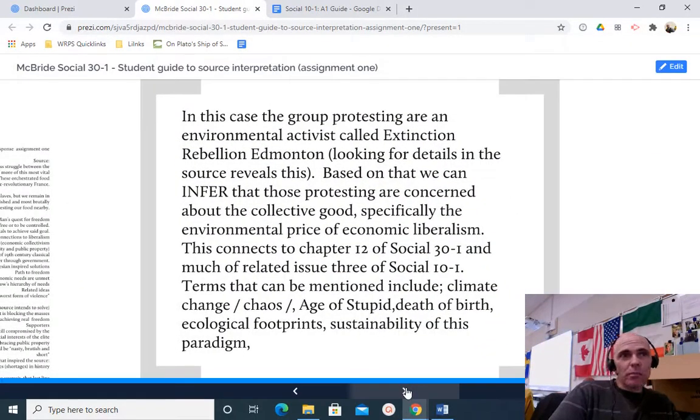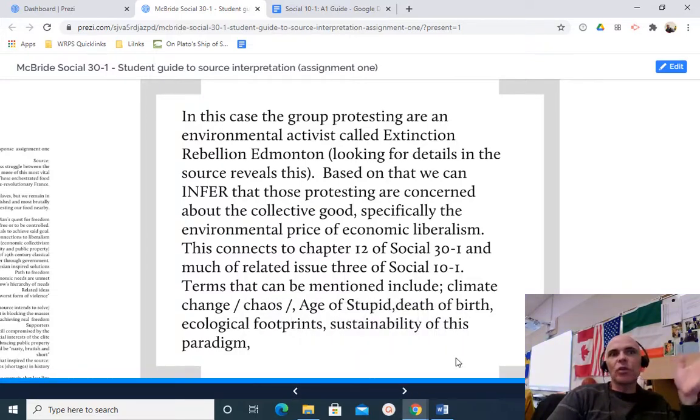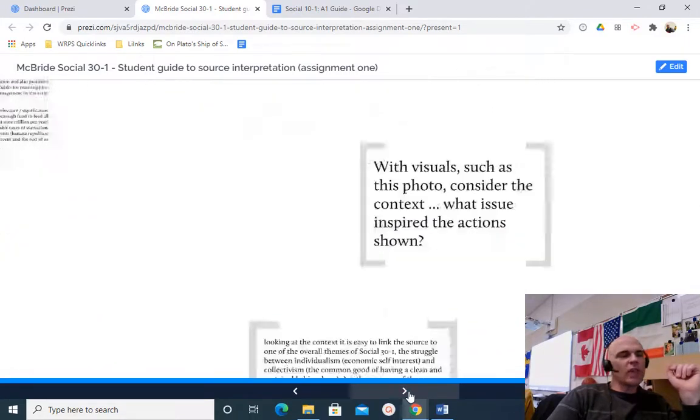So in this case, the group protesting are an environmental activist group called Extinction Rebellion Edmonton. Based on that, we can infer, even if we didn't talk about it, even if we just looked and found out who they are, we can infer what they want based upon their name, that those protesting are concerned about the collective good, language, right? Pages 71 to 85, Principles of Collectivism, specifically the environmental cost of economic liberalism. So it's a rejection of individualism. It's an embracing of collectivism. It also connects to chapter 12 and much of the related issue 3 of 10.1. A lot of 10 comes back in 30, right?